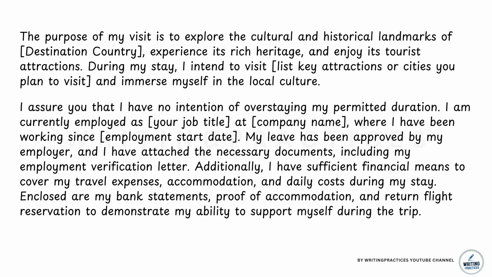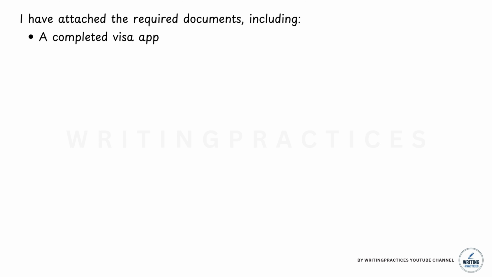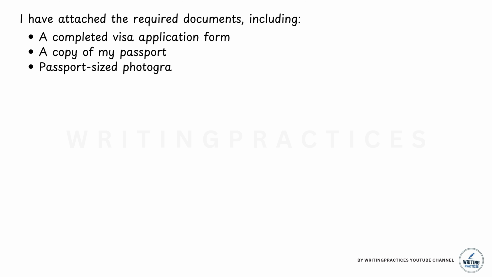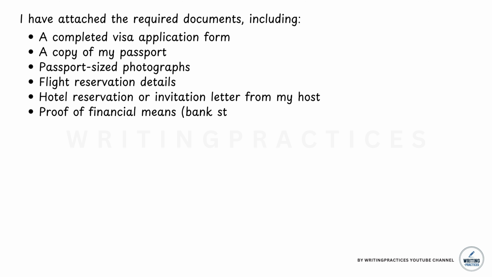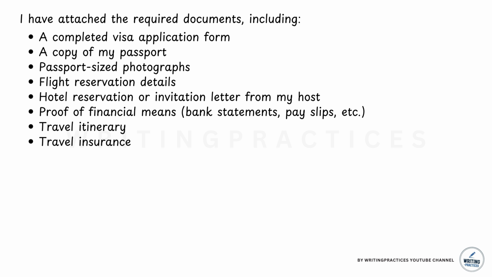Supporting documents, strengthening your application. To prove that you can support yourself during the trip, you should mention the documents you have attached. These documents help verify your travel plans and financial stability. Enclosed are the following supporting documents: a completed visa application form, a copy of my passport, passport-sized photographs, flight reservation details, hotel reservation or invitation letter from my host, proof of financial means, bank statements, pay slips, etc., travel itinerary, travel insurance covering the duration of my stay. Providing these documents strengthens your case and makes your application more credible.